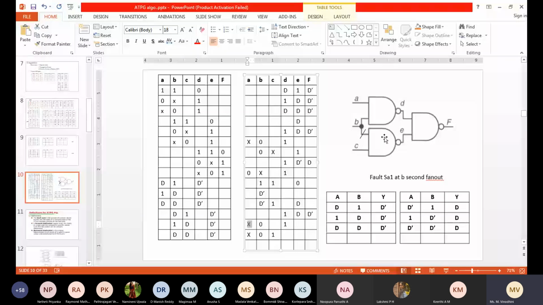C, while propagating, I fixed C as 1. It is a primary input, so I can have it. So the final answer is X01.